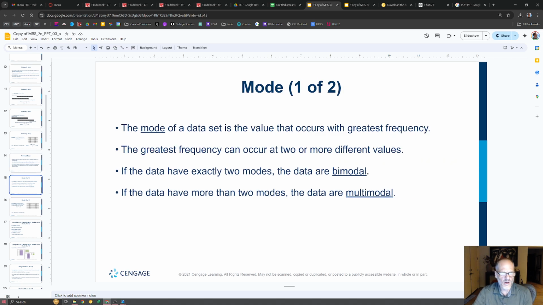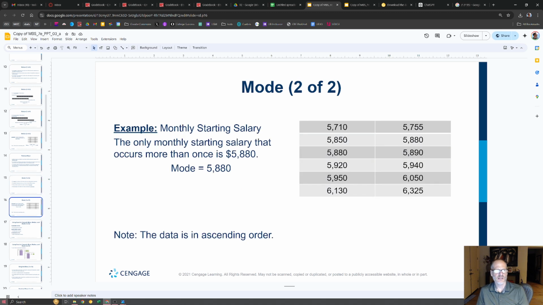The mode of a data set is the value that occurs with the greatest frequency. The greatest frequency can occur at 2 or more different values. If the data have exactly 2 modes, the data are bimodal. And if the data have more than 2 modes, the data are multimodal. We already saw examples of that with ChatGPT.